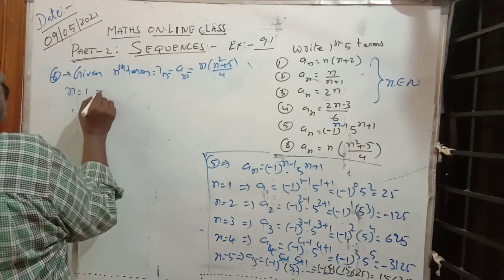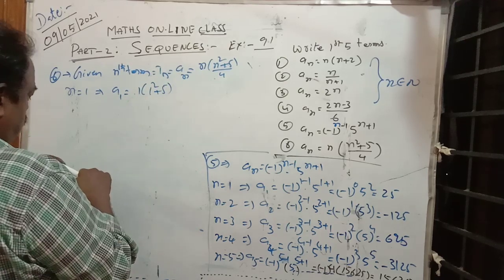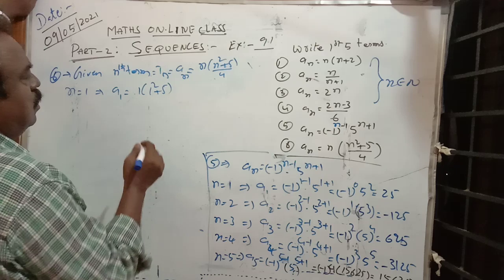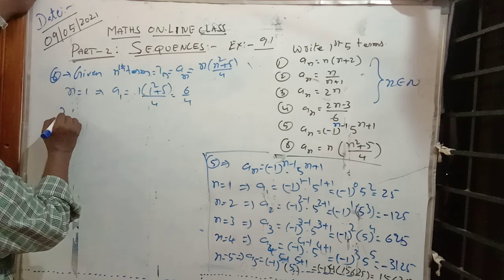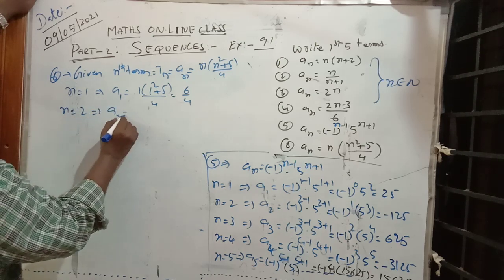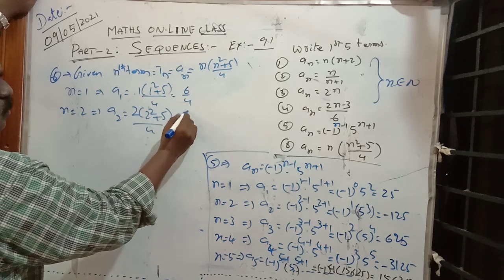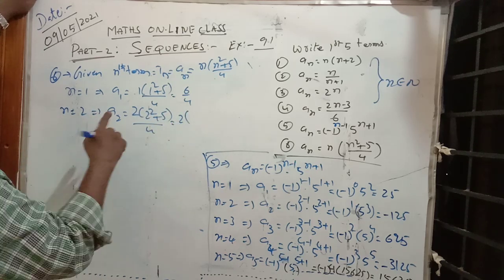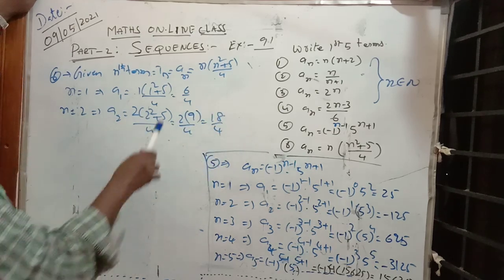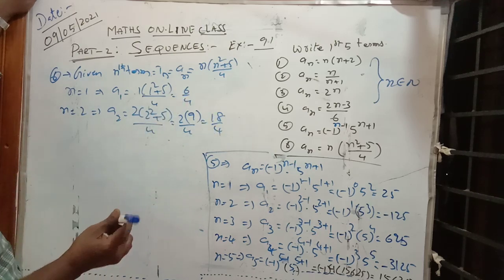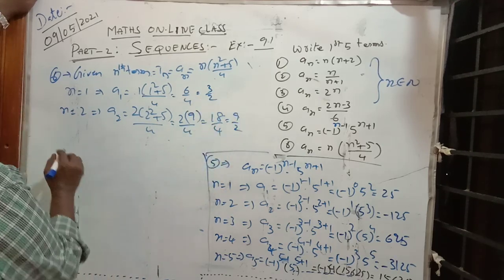So when n is equal to 1, A1 is 1 of 1 square plus 5 by 4. It is 6 by 4, we leave it as 6 by 4. N is equal to 2, A2 is 2 of 2 square plus 5 by 4. 2 into 2 square means 4, 4 plus 9 by 4, it is 18 by 4. Of course, it is 3 by 2, it is 9 by 2, like that also we can write it.